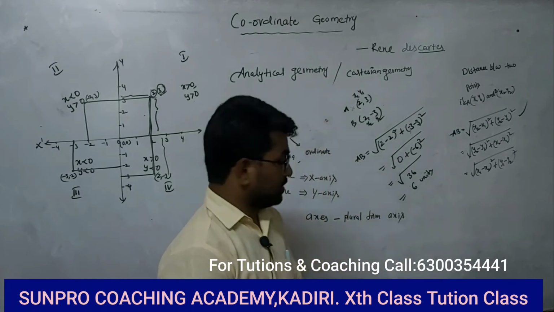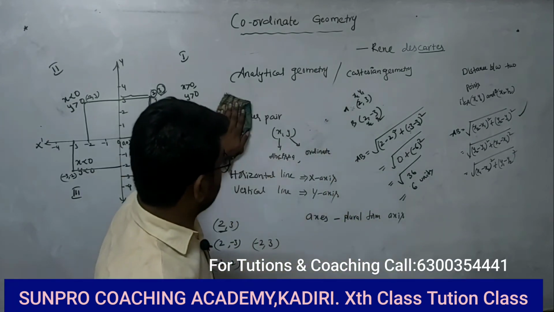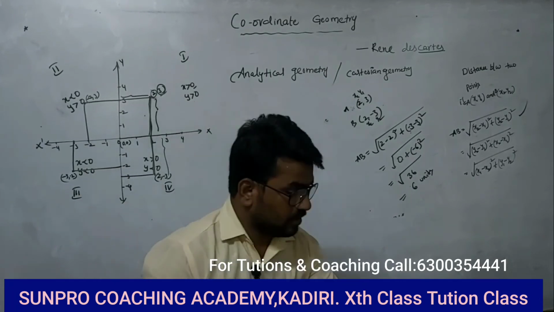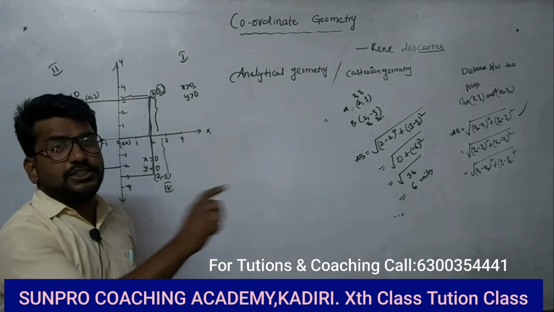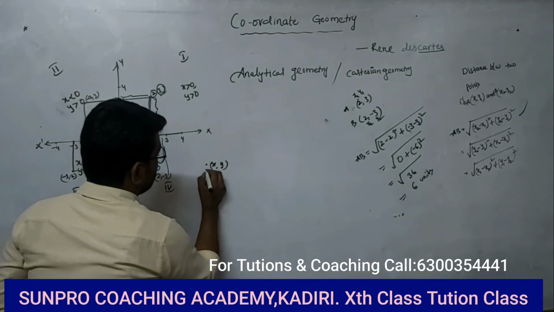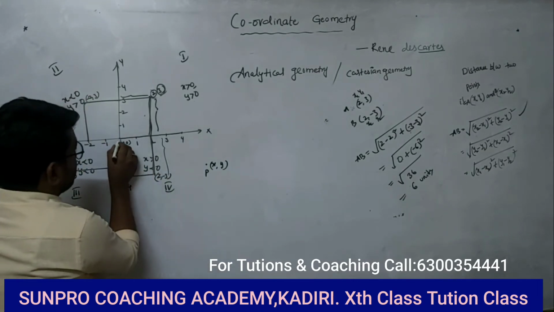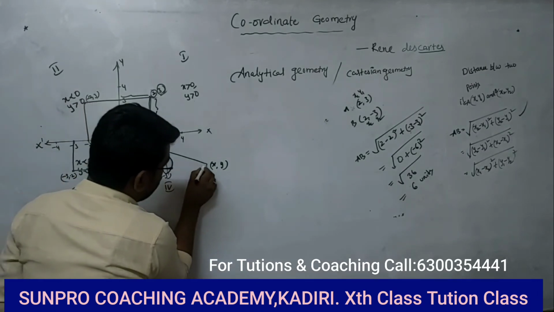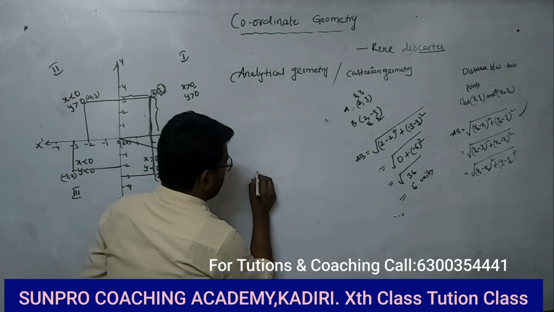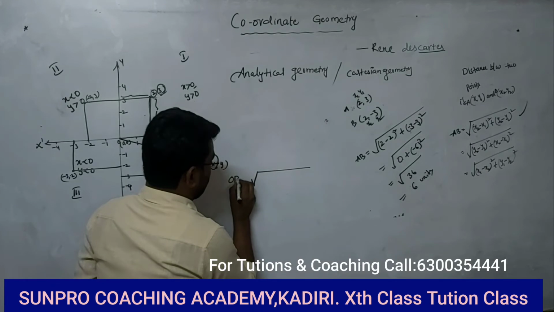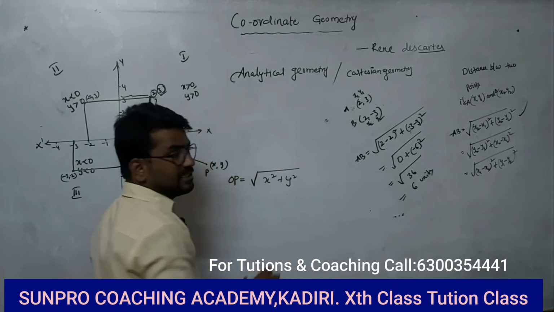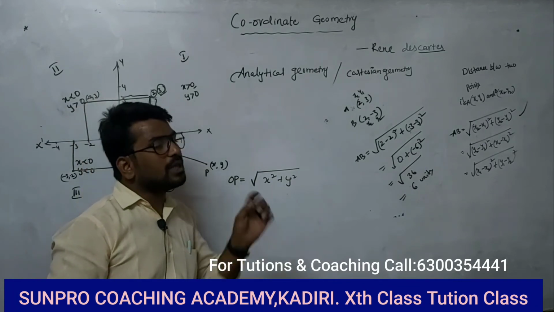I am erasing this point again. Can I erase this? Now, distance from origin to the point. There is a point x comma y. This is a point P. How far is the distance from origin to the point P? Now we can directly write the formula: OP is equal to root over x square plus y square. That's enough. This is the formula from origin to the point.